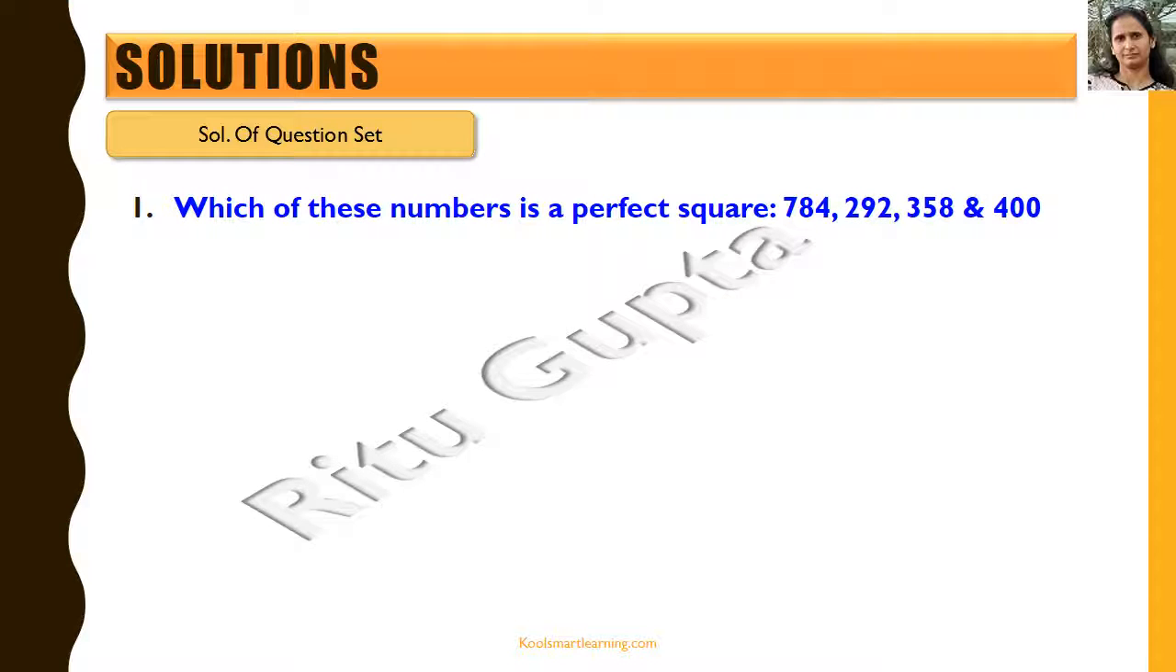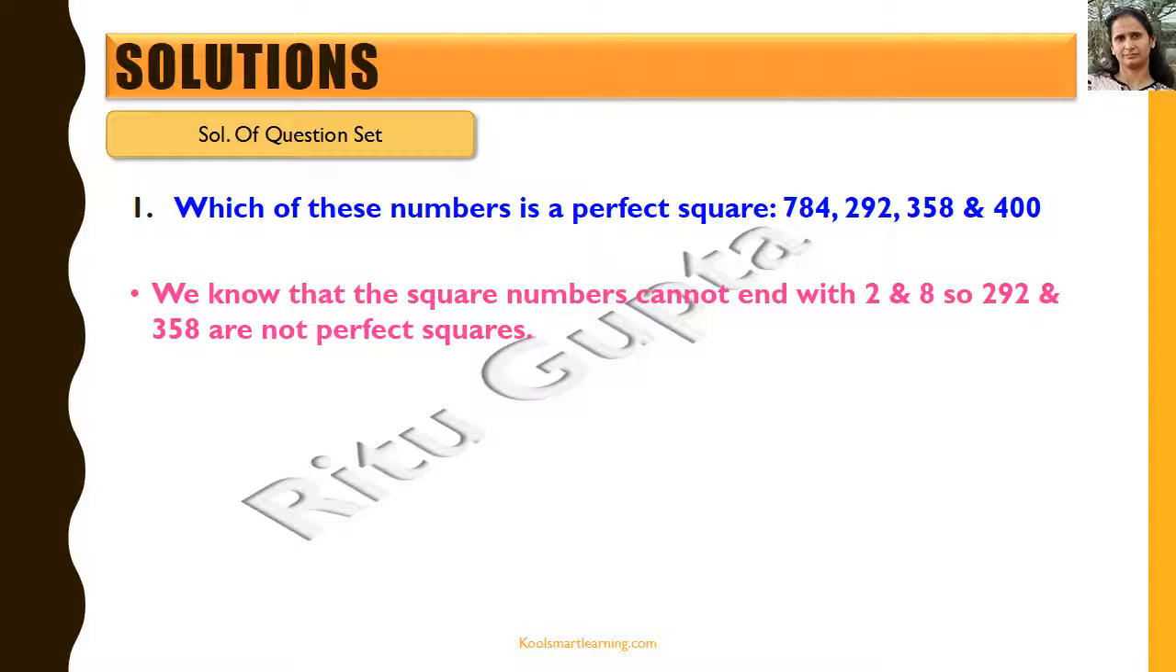First, we need to find out which of these numbers is a perfect square. So let's see what approach we're going to take. Are we going to find the square root of all of these numbers before we can say that some of these are not perfect squares? The first thing that we know is that square numbers, perfect squares, cannot end with 2 or 8. So that means that 292, which is ending with 2, and 358, which is ending with 8, cannot be perfect squares. Now we need to find out whether the remaining 784 and 400 are perfect squares or not.